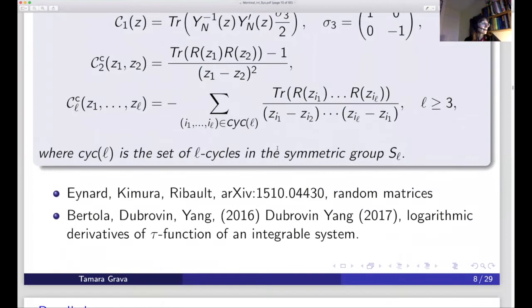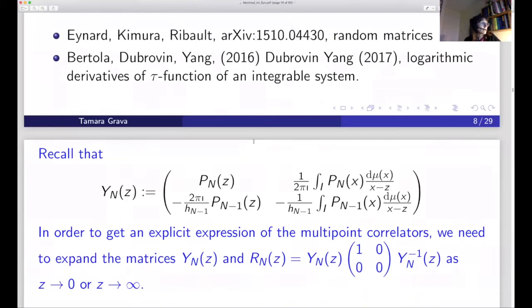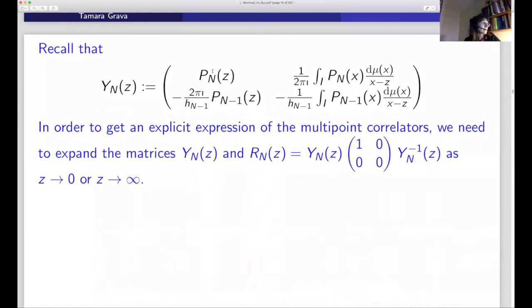And the second result now is the calculation. I want to calculate this object explicitly. So how to calculate? We have orthogonal polynomials. We are studying Laguerre and Jacobi, so these will be Laguerre and Jacobi polynomials. All you have to do is basically put your Laguerre or Jacobi polynomial here and try to do the expansion. But if you do it like that, you don't get much of the structure that is hidden in the calculation of these multipoint correlators.